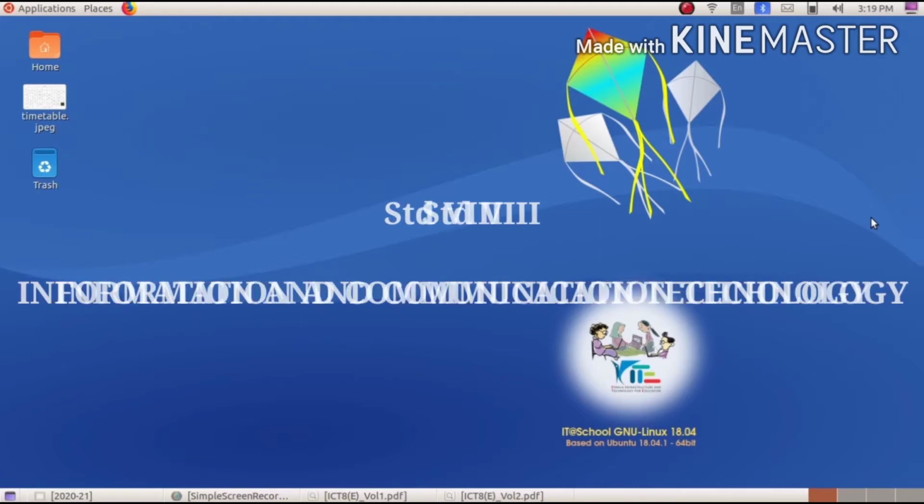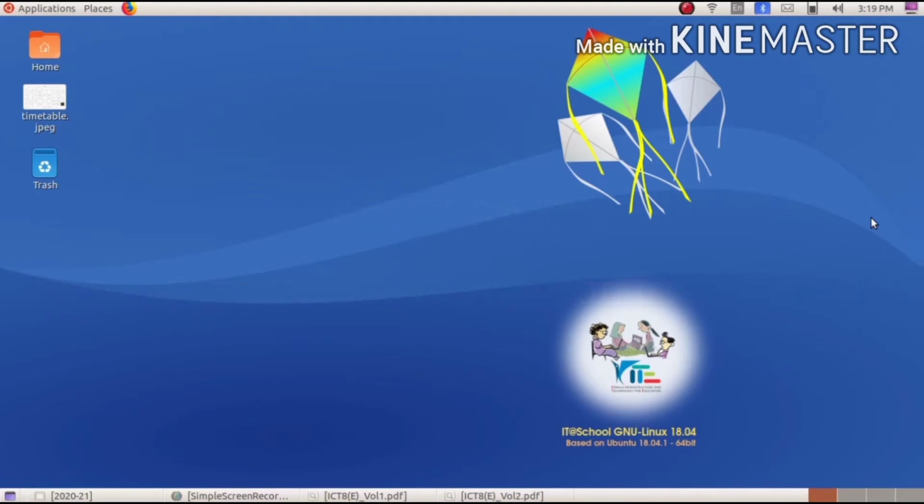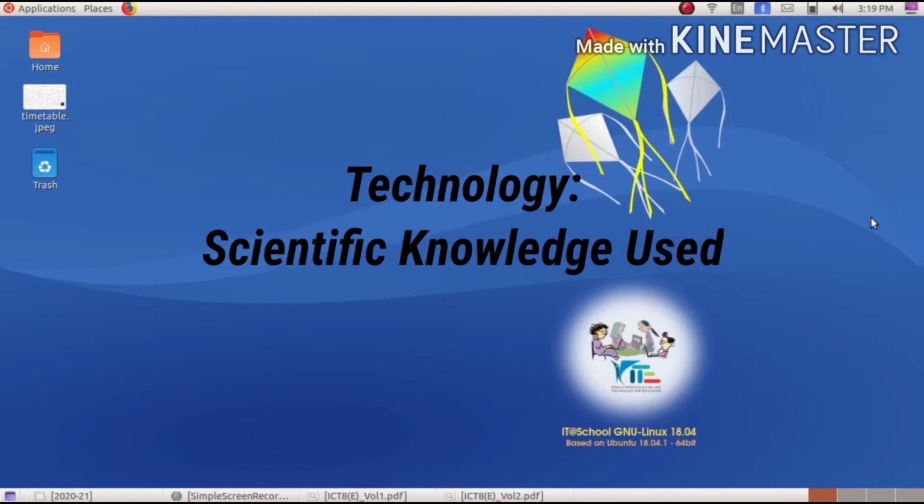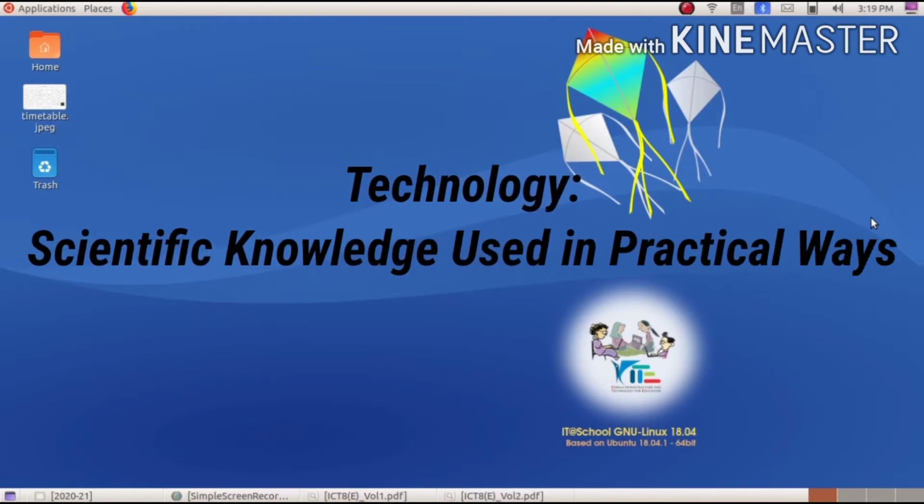First of all, let us get familiar with the ICT textbook. What is the thing that helps us to take the class or watch the class? Technology, isn't it? What is meant by technology? If we use our scientific knowledge in a practical way, that is technology. Technology means scientific knowledge used in a practical way.